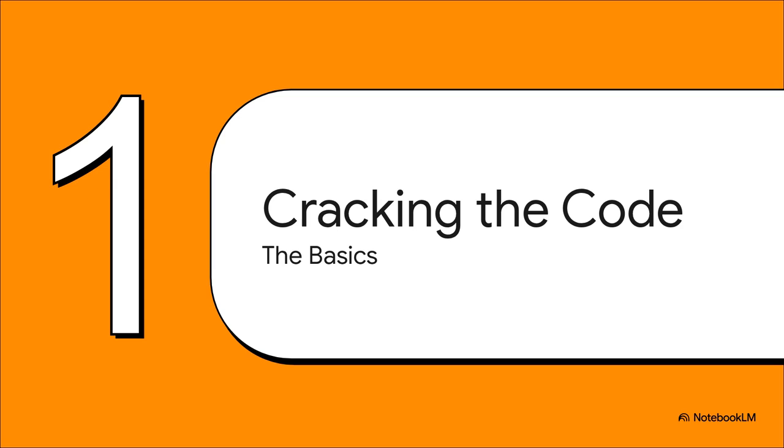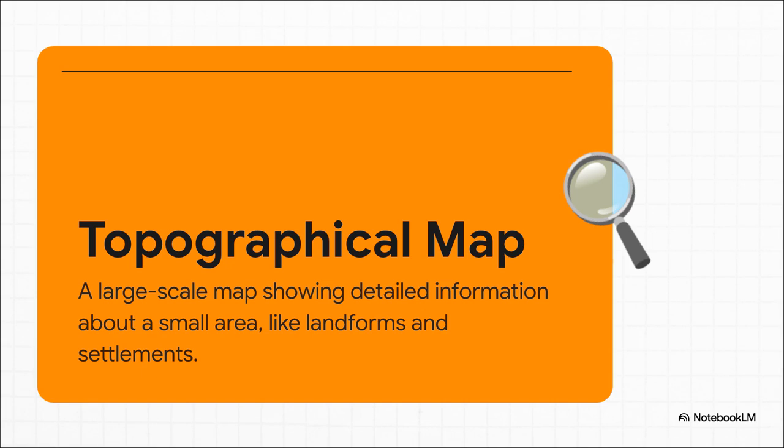Okay, so first stop on our expedition, the basics. What exactly are we looking at here? Because these aren't your average road maps. They're more like incredibly detailed portraits of the land itself. A topographical map, or a topo sheet as you'll hear it called, is basically a large-scale map that zooms way in on a small piece of the world. The Survey of India makes these to show everything, and I mean everything, from the shape of mountains and rivers to individual roads and buildings. Think of it like a bird's-eye view but with X-ray vision that lets you see the actual terrain.